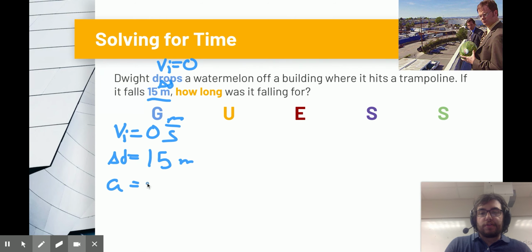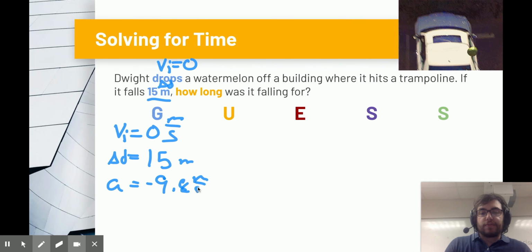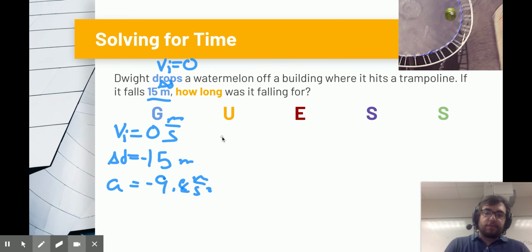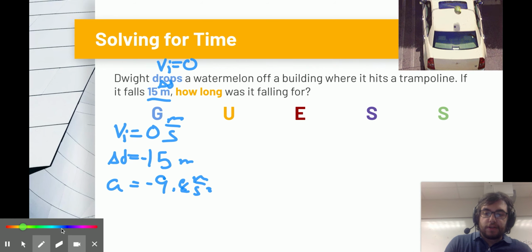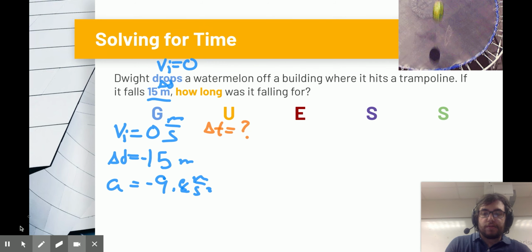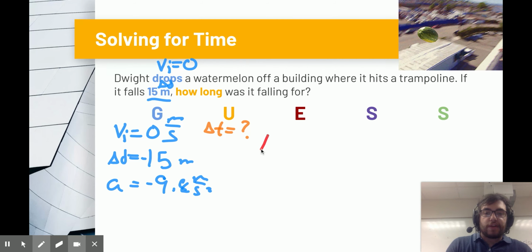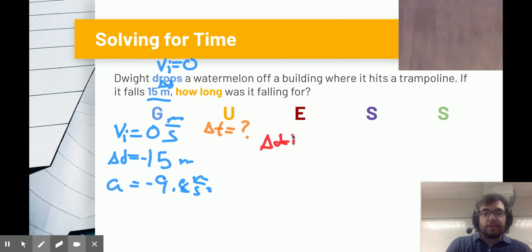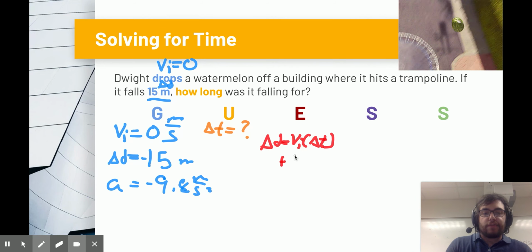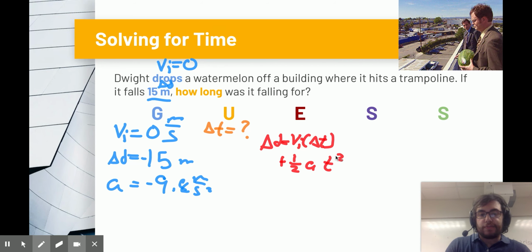Acceleration on Earth is equal to negative 9.8 meters per second squared. Since we're falling down, that means we have a negative distance we fall. Unknown is time. Like I was saying earlier, the only formula that we know that has those four is this one right here. Anytime you aren't given the final velocity, but you are given an acceleration, you can pretty much assume we'll be using this formula.